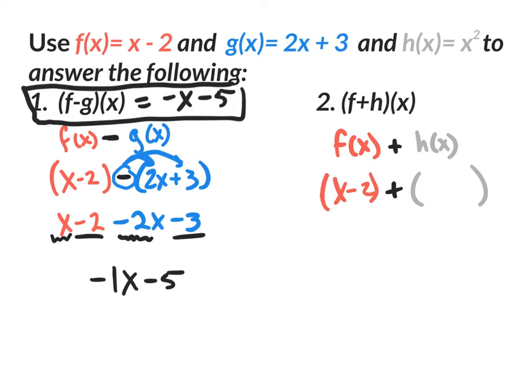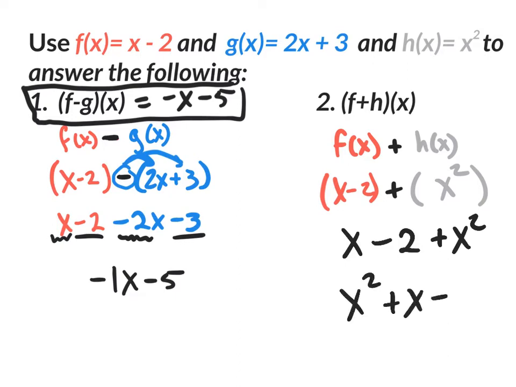But anyway, the h of x function really is x squared. And like I said, if this were a minus, yeah, you distribute it, it'd become a negative x squared, but it's a plus, so you don't even need the parentheses really. So what do we have? We really just have x minus 2 plus x squared, and that's out of order. You want your trinomial to be in standard form from highest exponent down to smallest. So your correct final answer would be x squared plus x minus 2.